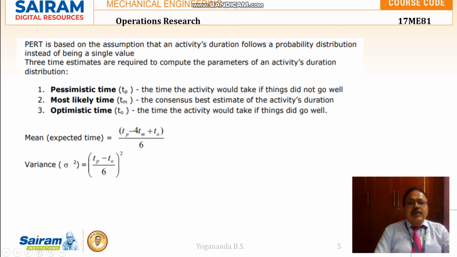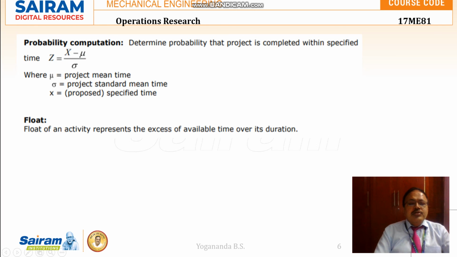If these three time estimates are given, the mean time will be calculated using this formula: (Tp + 4Tm + T0) / 6. And variance sigma square is equal to ((Tp - T0) / 6) the whole square. We have to calculate the probability using Z = (X - mu) / sigma. Float: it is an activity representing the excess of the time over its actual duration.